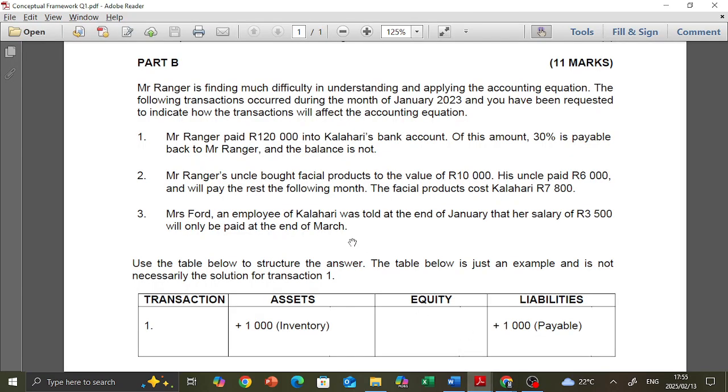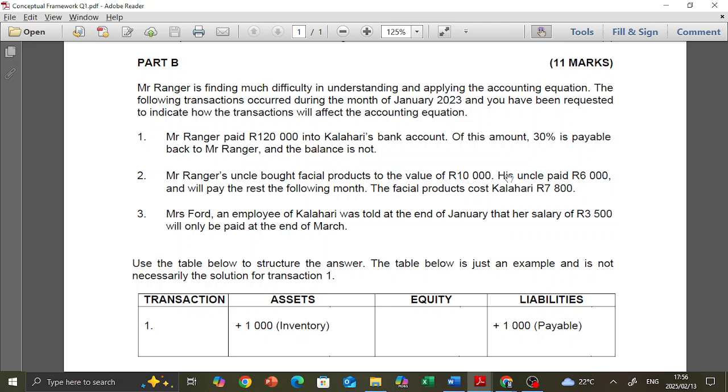So with the equity, let's go back to the question. Now, Mr. Ranger bought 10,000 Rand worth of facial products, right? The uncle paid 6,000 Rand. Paid. So the reason why I'm asking how it's going to affect assets is because you have to split this 10,000 into two different additions. So it's not just going to be plus 10,000 Rand cash, right? In your assets column, you have to split this 10,000. Don't just say plus 10,000. Do you understand, guys? For those who said increase in asset, if you write plus 10,000, it's not incorrect, but for efficiency, does that make sense, guys? Split them out into their account items.